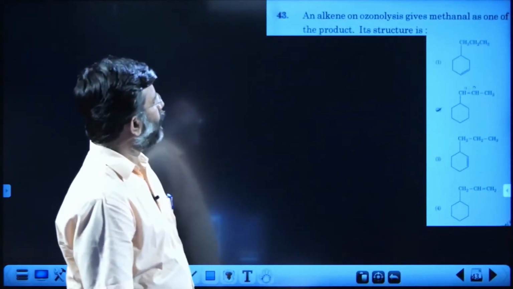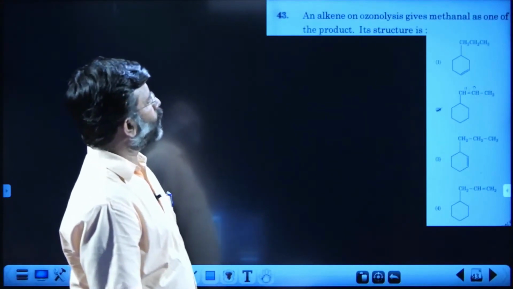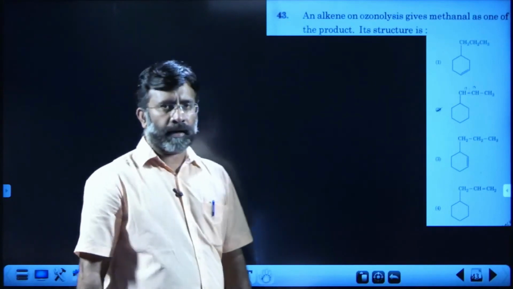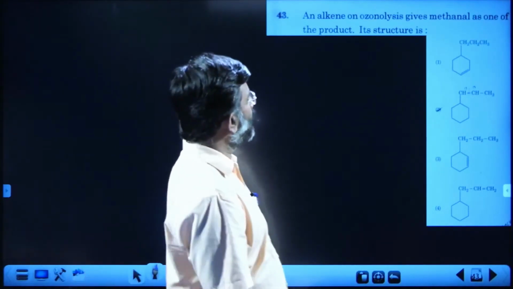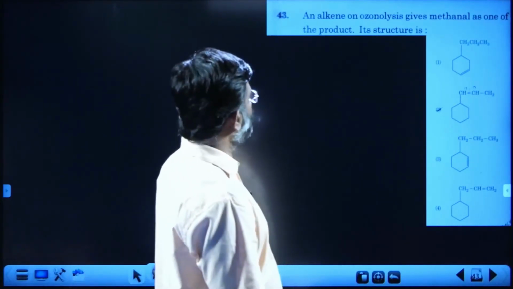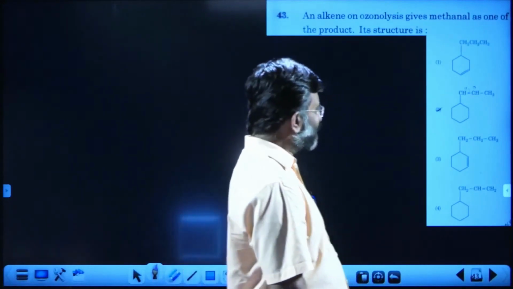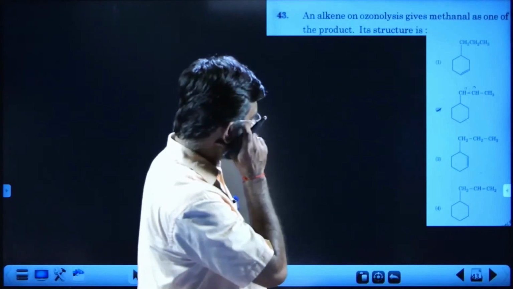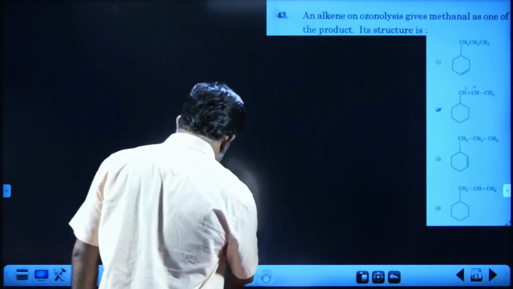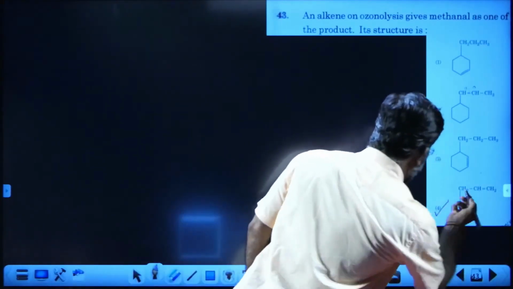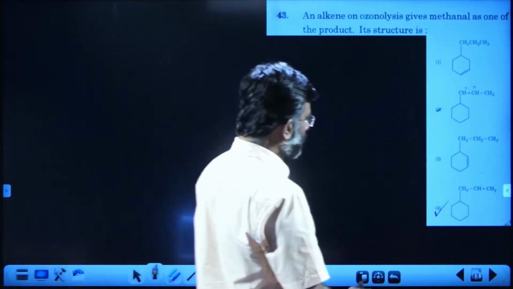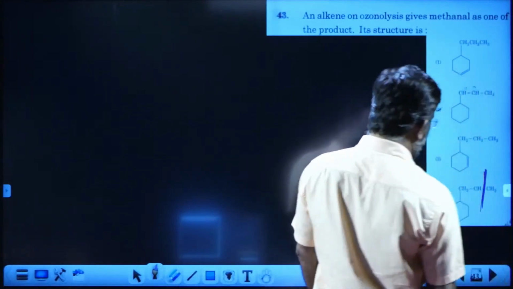43rd question. An alkene on ozonolysis gives methanol as one of the products. What is the structure? You can get methanol only in the fourth choice, because during ozonolysis it is going to break over the double bond.